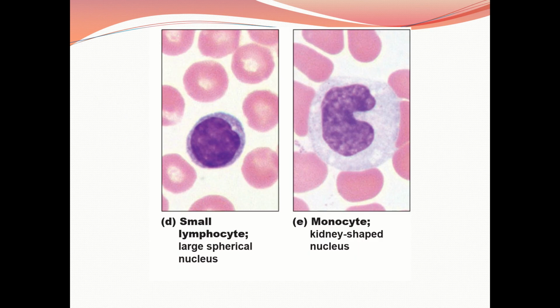So here we see a small lymphocyte, and you can't really differentiate a T lymphocyte from a B lymphocyte just by looking at them. It's what they do that makes them different. And then a monocyte has a kidney-shaped nucleus and is the largest of the leukocytes.